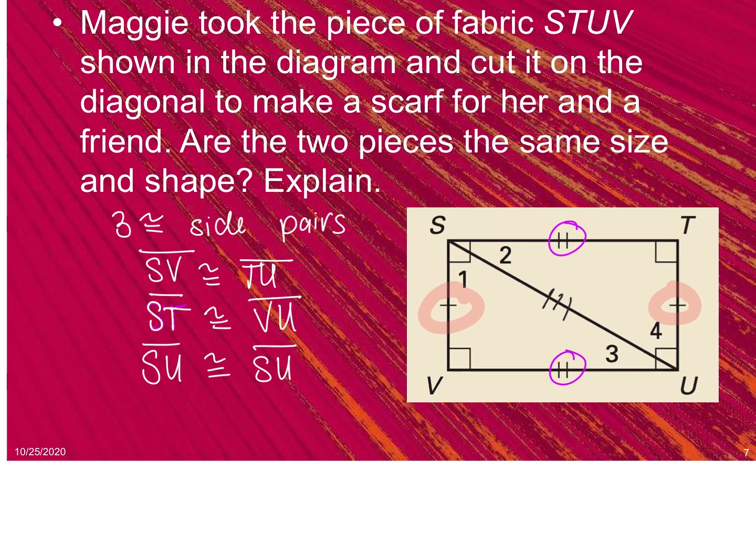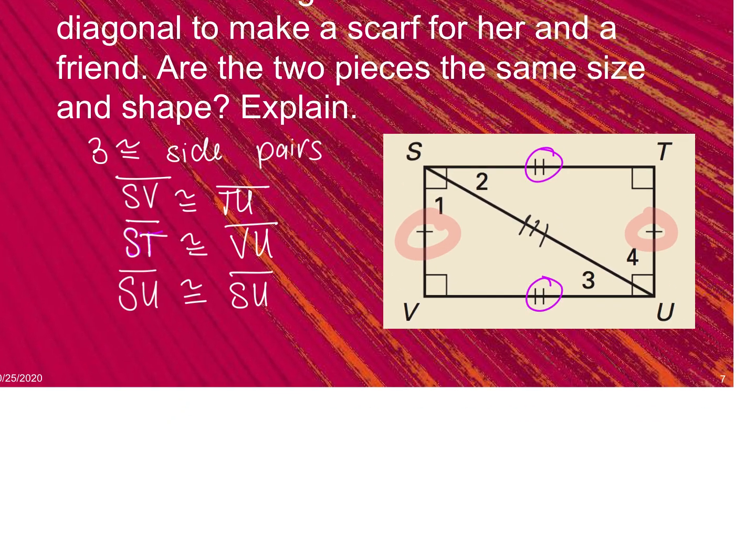Now I have to find my angles. So now I have to find 3 congruent angle pairs. And looking at the obvious one, which one's the obvious one? I have my right angles. I have angle V is congruent to angle T.